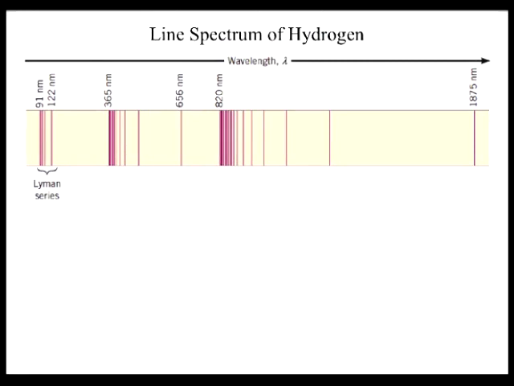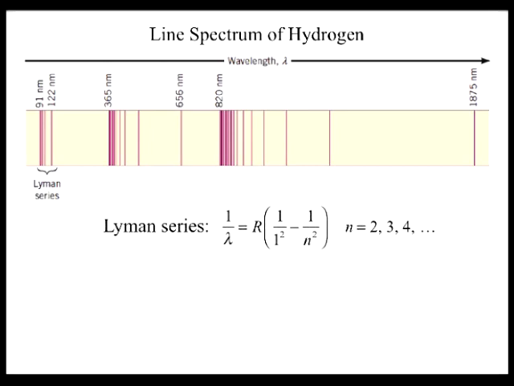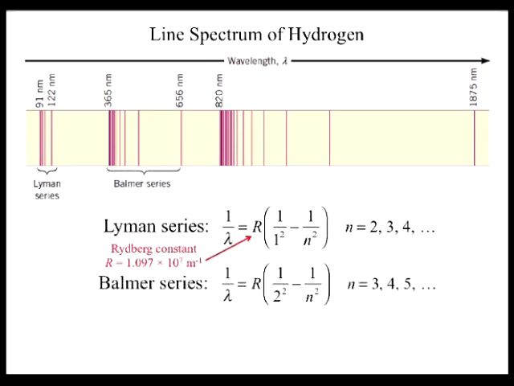It had been found empirically that the wavelengths in this series can be calculated from the formula 1/λ = R(1/1² − 1/n²), where n takes integer values 2, 3, 4, etc., and R is called the Rydberg constant and has a value of 1.097 × 10^7 inverse meters. The next series is the Balmer series, the wavelengths of which can be calculated from 1/λ = R(1/2² − 1/n²), with integers n starting with 3.